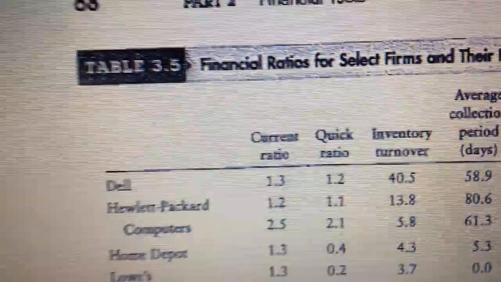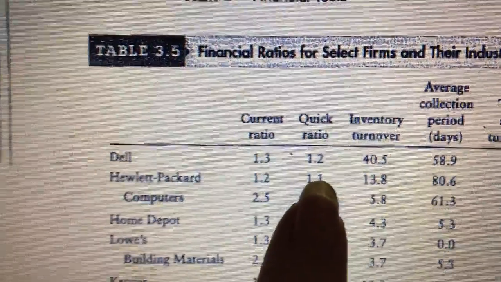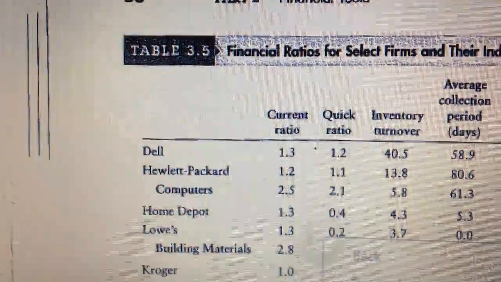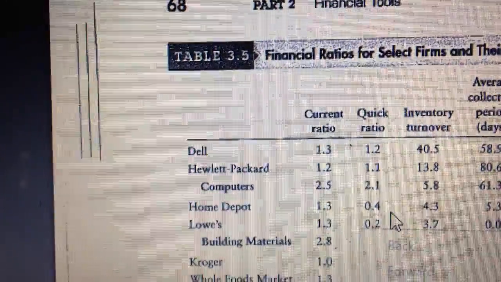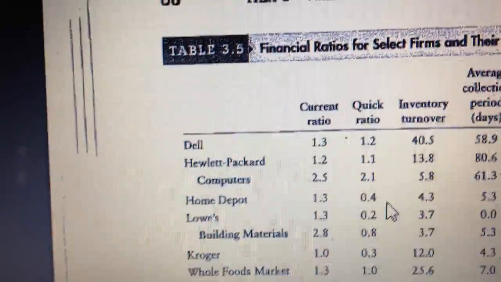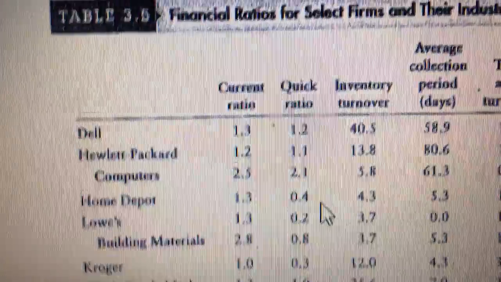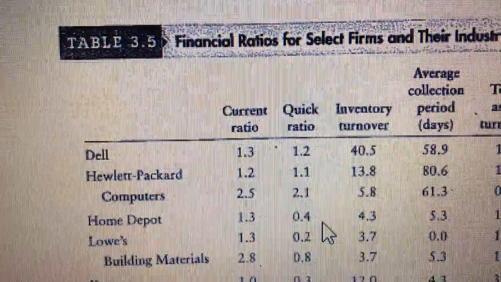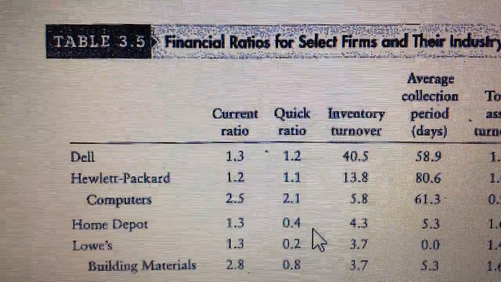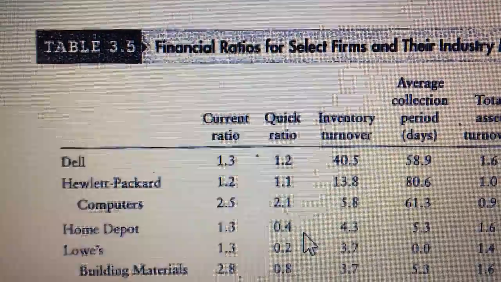Let's take a look at the industry. Dell, notice 1.2 right here. Hewlett-Packard 1.1. The industry overall is 2.1 for computers. Now some of these have a little bit lower. Home Depot and Lowe's, that's because they have a lot of inventory. And so when you subtract out the inventory, there's little left. So their numbers are a lot lower than Dell. Dell does not carry a big amount of inventory. Okay, so that's the difference there.